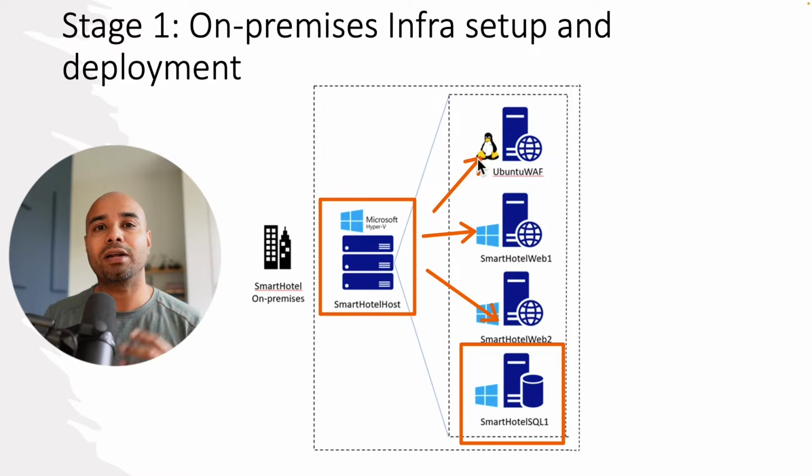There are three parts to this lab exercise. The first part is to replicate this environment in Azure. I don't have an on-prem environment, so we're going to deploy a template in a Hyper-V environment. All of these virtual machines are going to be in Azure, running in a Hyper-V nested environment. So that's the first part.